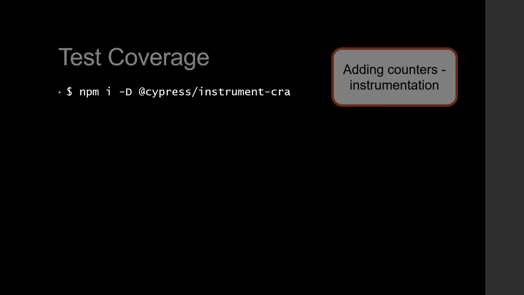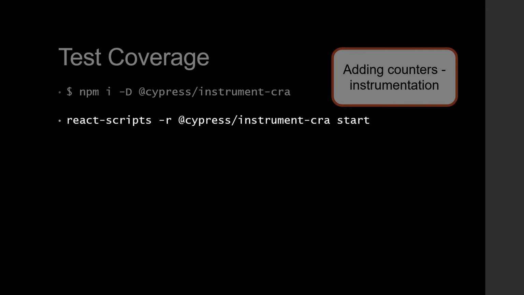Cypress does not instrument your code, you need to do it yourself. Therefore, for instrumenting the code, we will be using an additional package which can be downloaded via npm. In order to make sure that our code is instrumented, we have to run our application with an additional flag, so the instrumentation happens during the run.